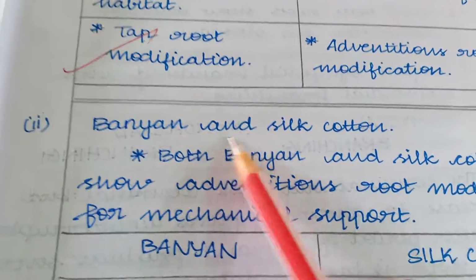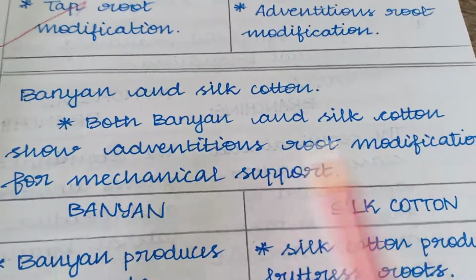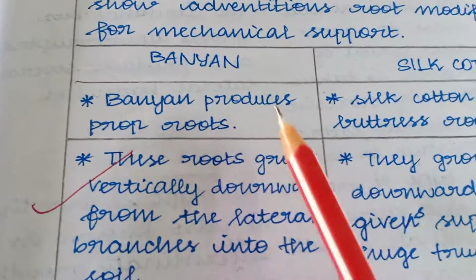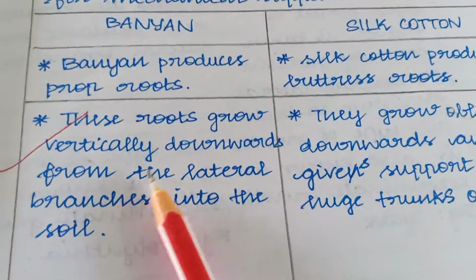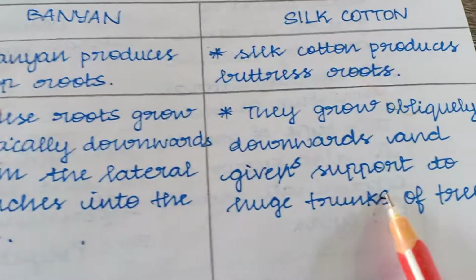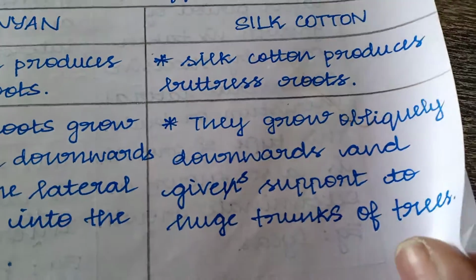The second one is banyan and silk cotton. Similarities: both are root modifications for mechanical support. Difference is banyan produces prop roots, silk cotton produces buttress roots. And these roots grow vertically downward from the lateral branches into the soil. These grow obliquely downward and give support to the huge trunk of trees.